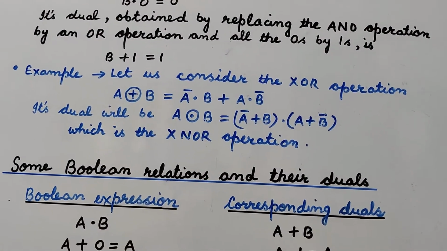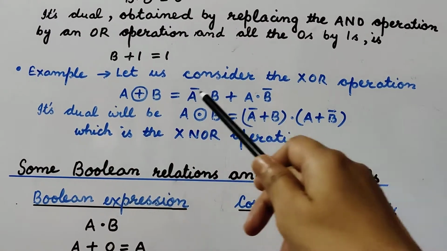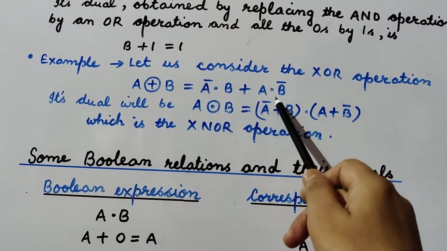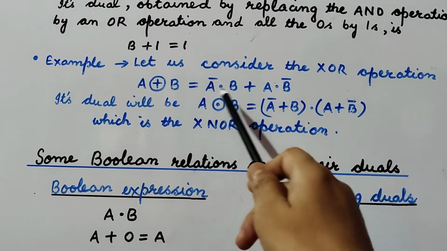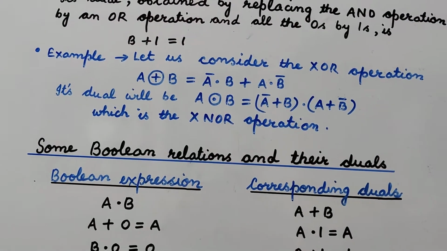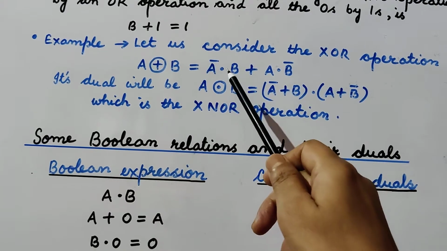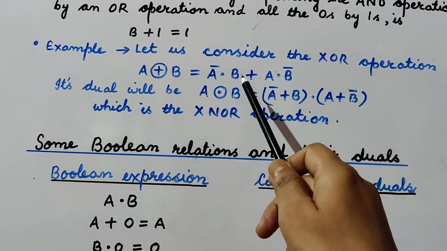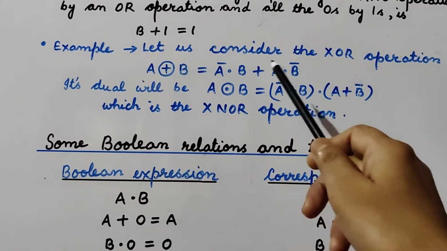Now let us take another example. Here we are given an XOR operation, that is A XOR B is equal to A complement dot B plus A dot B complement. Now the dual of this equation will be obtained by interchanging all the AND operations with OR operations, all the OR operations by AND operations, all the zeros by ones and ones by zeros. But in this expression there is no 0 and 1.